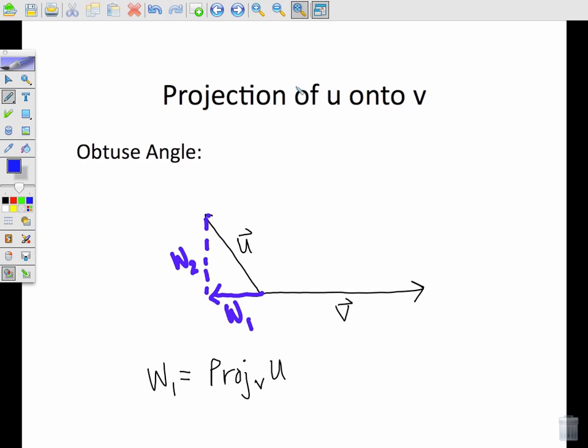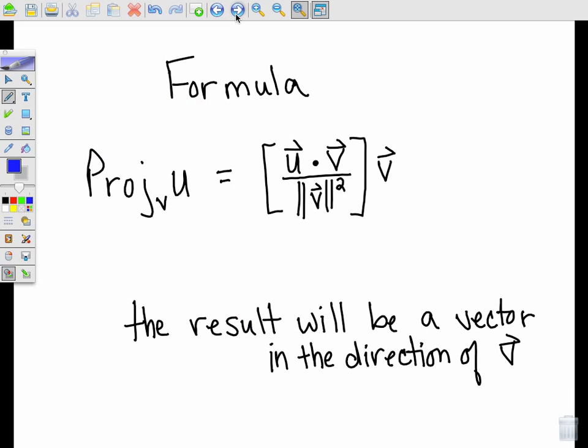So what we're actually finding when we find the projection vector is another vector. Here's the formula to find it. The projection of u onto v would be the vector u dot product vector v, divided by the magnitude of vector v squared, and then multiplied by vector v. This expression right here is going to give us a scalar. And when you take a scalar multiplied by a vector, the output will be a vector, and that vector will be in the direction of vector v.